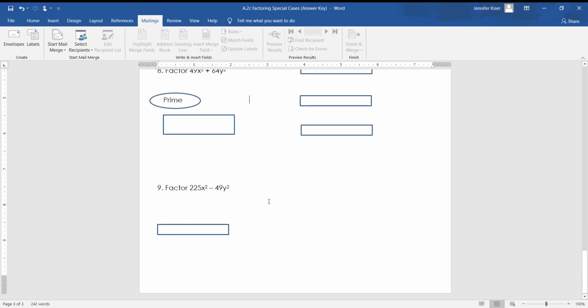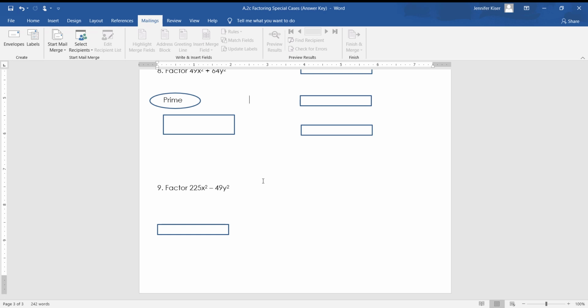And then for this last one here, I would check to make sure there's not a GCF to start. So the only numbers that would go into the 49s would be 49, which wouldn't go into 225, and then also 7 is the only other factor of 49. So 7 doesn't go into 225. So there's nothing you can factor out first for a GCF.